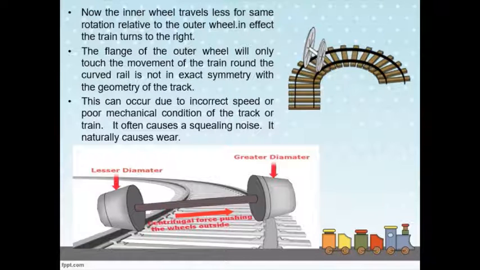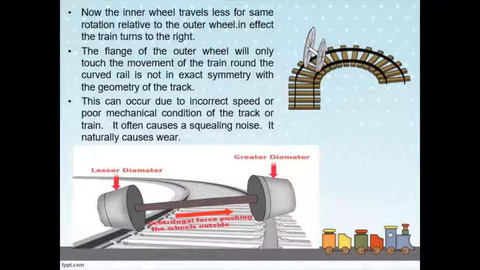Now, the inner wheel travels less for the same rotation relative to the outer wheel. In effect, the train turns to the right. The flange of the outer wheel will only touch when the movement of the train around the curved rails is not in exact symmetry with the geometry of the track.